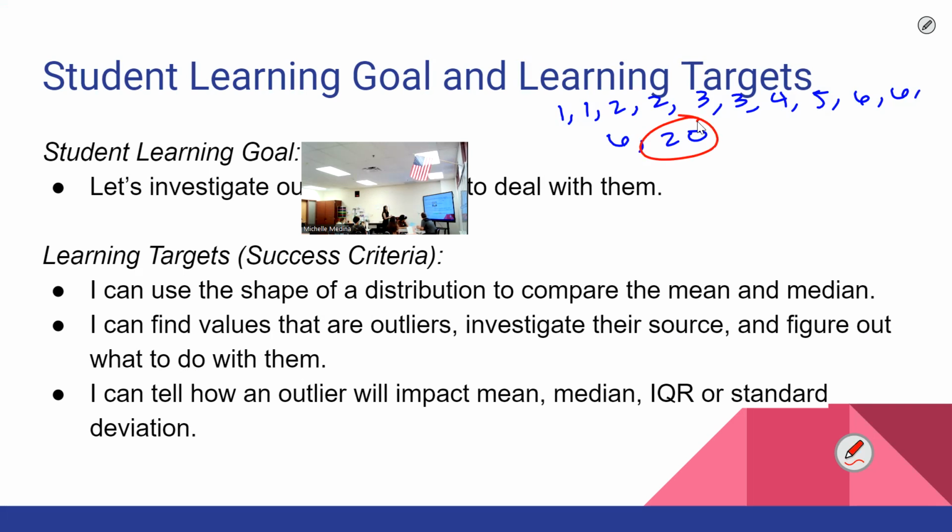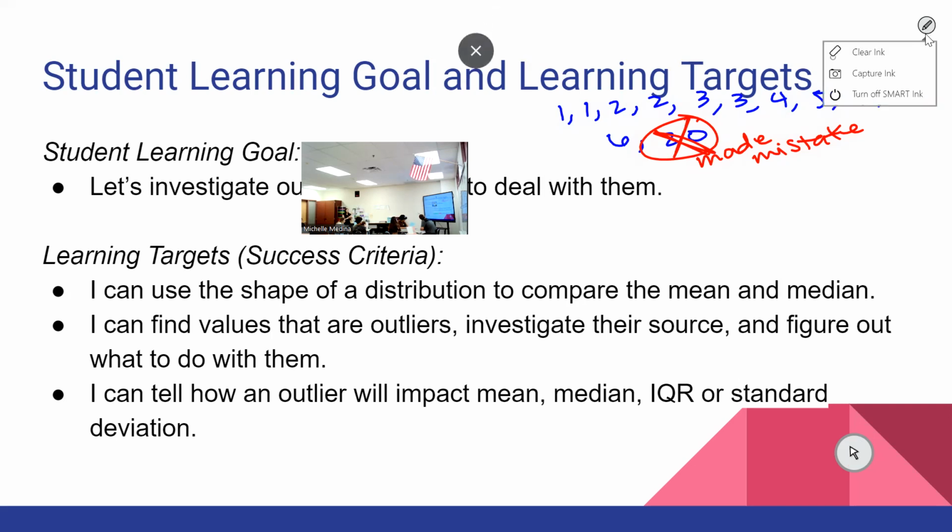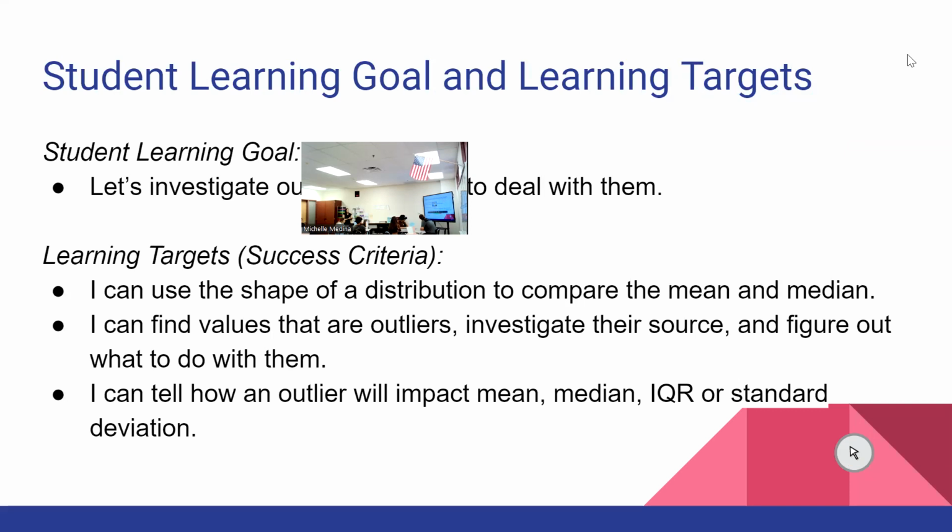Yeah, they made a mistake. I don't know what they did, but it's not possible to roll a 20 on one die. Maybe they wrote it wrong. But then that would be, oh yeah, totally exclude that value because that just doesn't make any sense. So questions on that? So when to exclude outliers and when not to, it just depends on the situation.